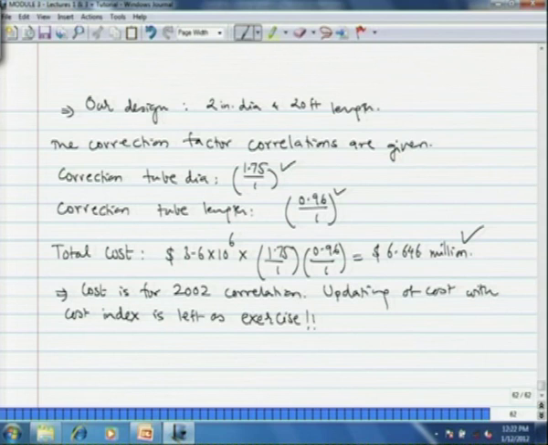You can do it by taking the ratio of the cost indices. The Marshall and Swift index is a standard index used for cost corrections, or cost inflation. So, you take the Marshall and Swift cost index for 2002, then you also take the Marshall and Swift cost index for 2012. You multiply the ratio of these two indices by the total cost in 2002, and that will give you the total cost in 2012. But I leave this as an exercise. The cost indices are available in standard journals.